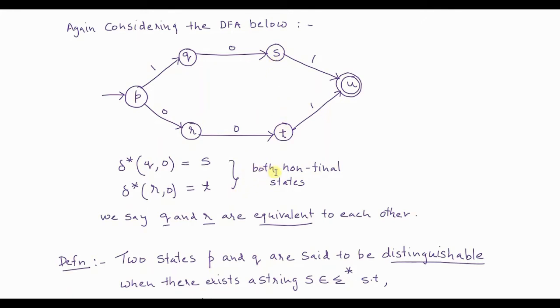But since both S and T are non-final states, I can easily say that Q and R are equivalent to each other. So in general, two states are called equivalent if on reading the same input, either both of them take you to final states or both of them take you to non-final states. So that's the meaning of equivalence of two states.